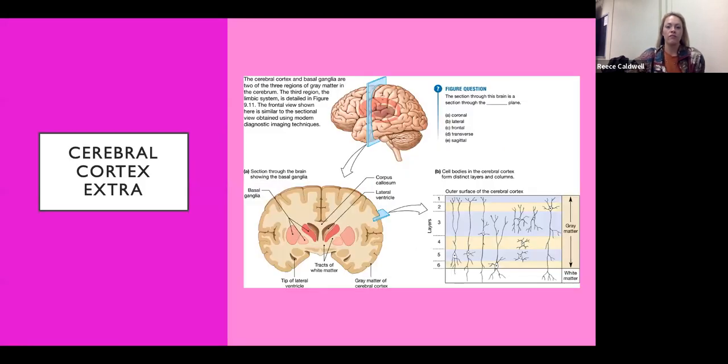Here's a little bit more information on the cerebral cortex from your textbook, so you can go ahead and look at this if you would like. It does help your understanding a little bit, I think.